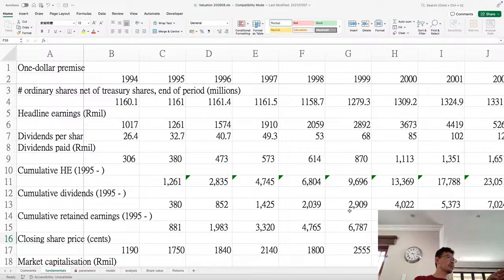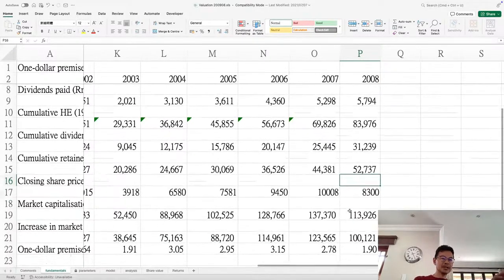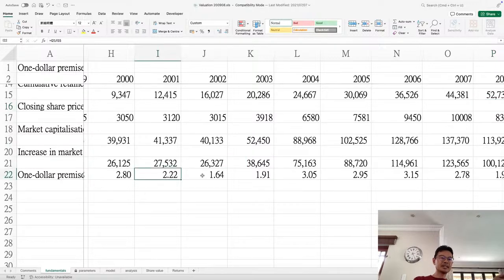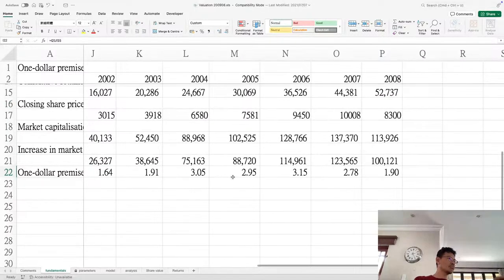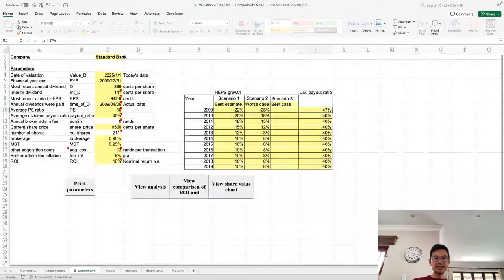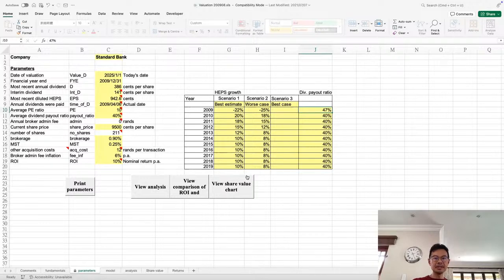Okay, and from 1994 all the way to 2008 at that time, in terms of the headline earnings, dividends per share, the cumulative dividends calculation, and also the calculation for the $1 premise, to say that it's actually above one. So the allocation of capital is good. Then there are parameters. You can see there's some refinement over the years in terms of the parameters, but it's still using similar things.